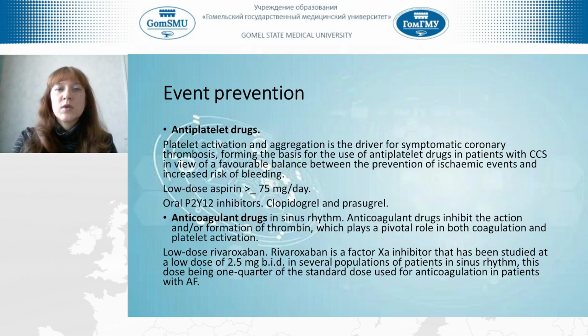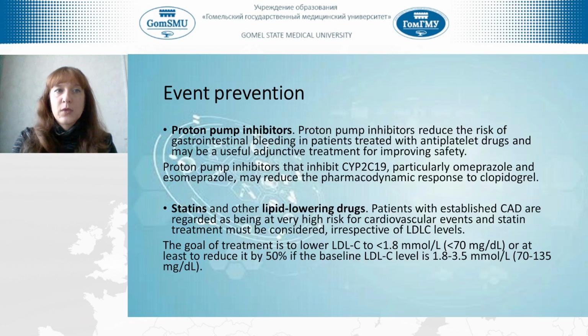Anticoagulant drugs in sinus rhythm. Anticoagulant drugs inhibit the action or formation of thrombin, which plays a pivotal role in both coagulation and platelet activation. Low dose of rivaroxaban. Rivaroxaban is a factor Xa inhibitor that has been studied at a low dose, 2.5 mg twice a day, in several populations of patients in sinus rhythm. This dose is one quarter of the standard dose used for anticoagulation in patients with atrial fibrillation.